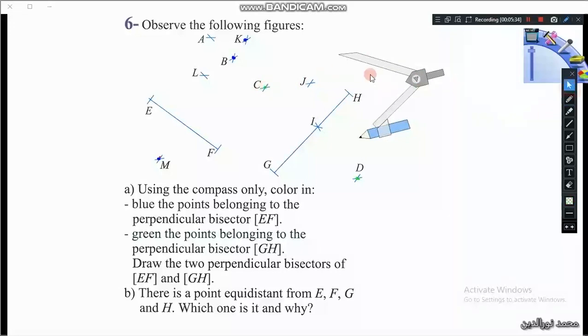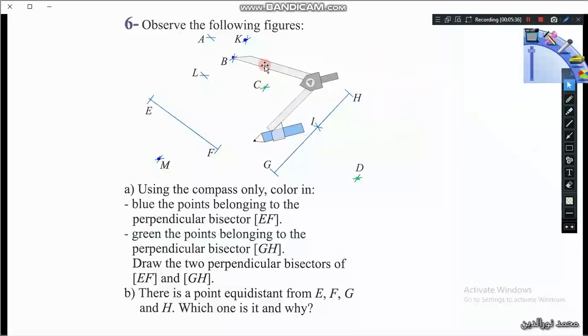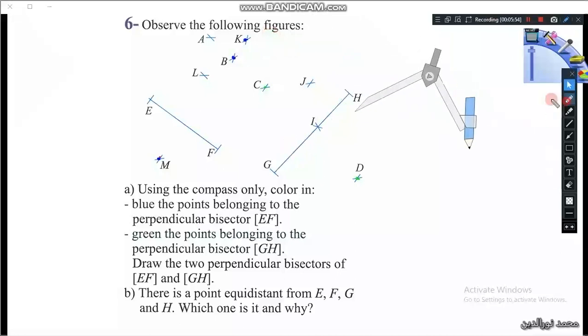And then the point B, this is the distance BG, and it's the same as BH. As you notice here, BG equals BH, so B also belongs to the perpendicular bisector of GH.